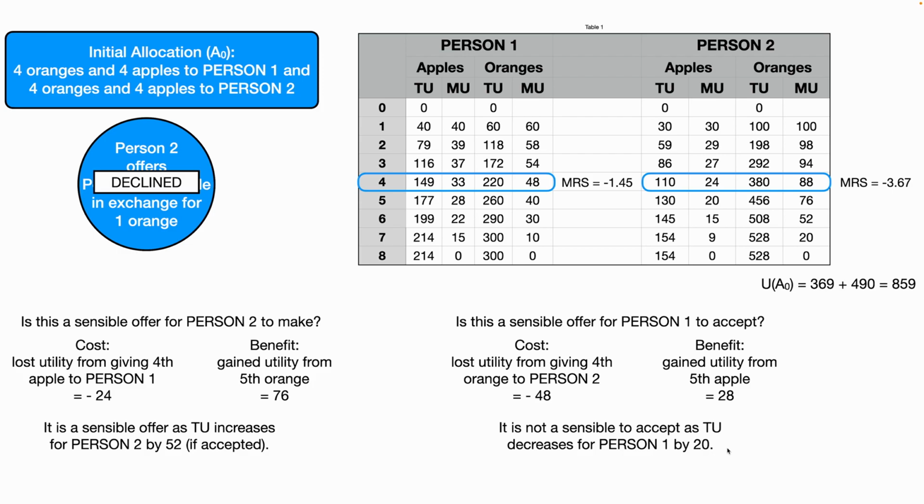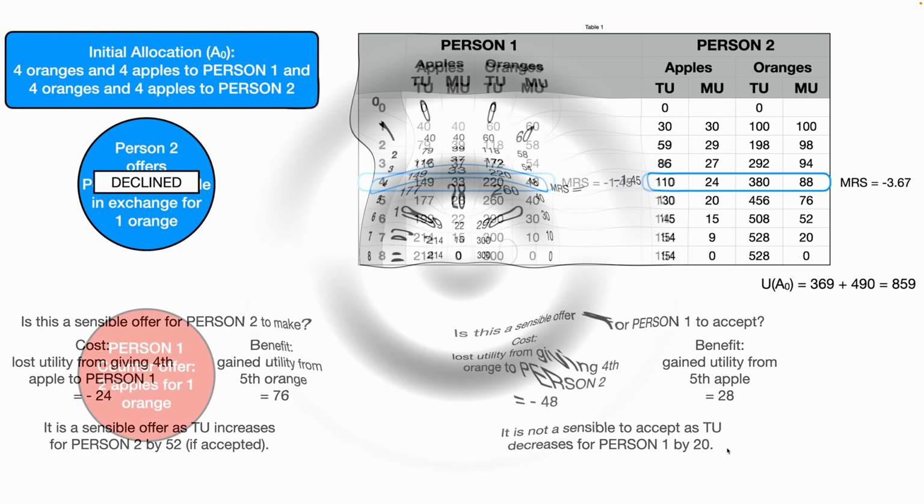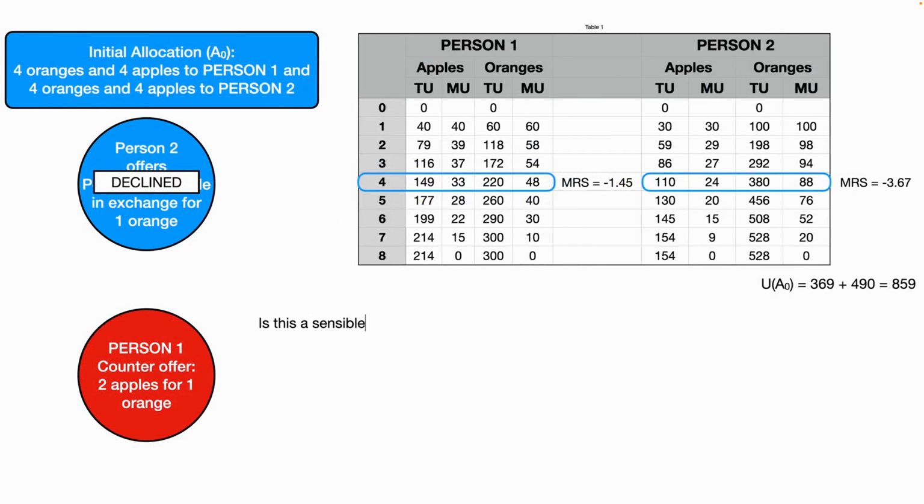So it is, quote unquote, declined, denied, whatever you want to say. However, person 2 can make a counteroffer. You say, no, you know what, that 1-to-1 for oranges and apples, I'm not feeling that, but if you send me 2 apples and I send you 1 orange, I'm all right with that.